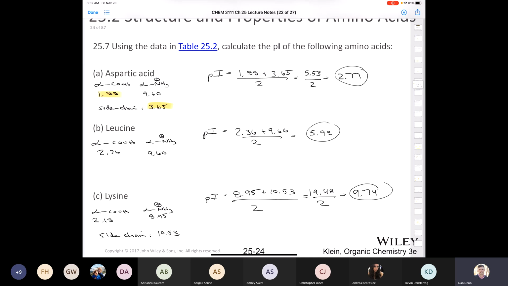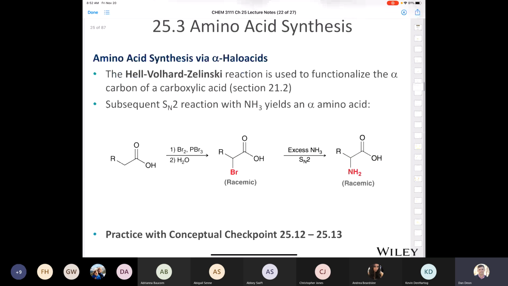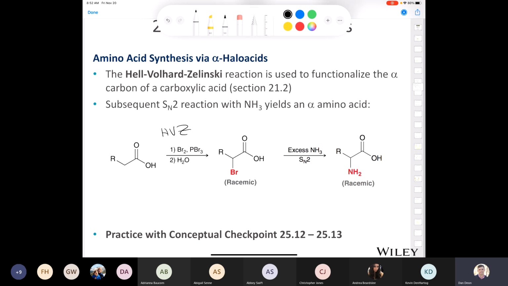Well, let's get into the fun stuff, right? Let's talk about how you would go about making an amino acid. We look at a few ways. We look at some syntheses that are not chiral, and then we briefly look at a chiral synthesis. So you remember this reaction, the Hell-Volhard-Zelinsky reaction, the HVZ reaction, was used to functionalize the alpha carbon of a carboxylic acid. That's this reaction right here. The first step was bromine and phosphorus tribromide, and then you treat that with water to hydrolyze the acid bromide that's formed. Remember, the book didn't even go over the mechanism of this.